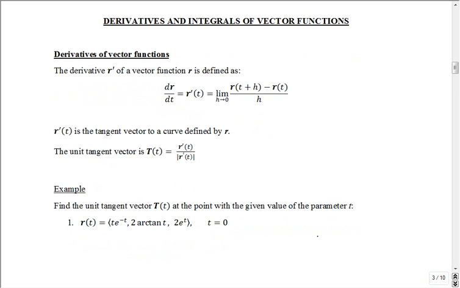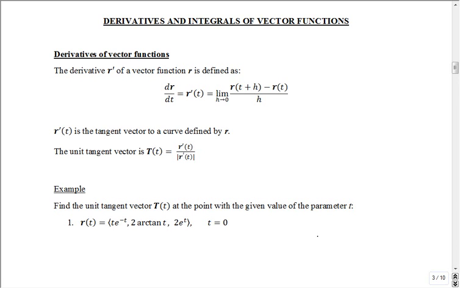Derivatives of vector functions. The derivative R prime of a vector function R is defined by, now that should look really familiar to you, the limit definition, but we're not going to use that. I just wanted to define it. R prime of t is the tangent vector to a curve defined by R. And the unit tangent vector is denoted by T of t, and you might see that notation appearing later on, which is r prime of t over its length.